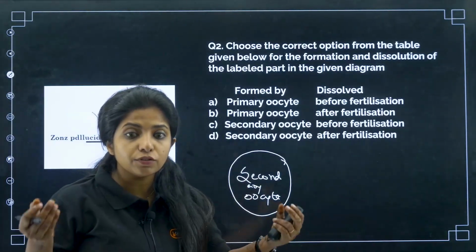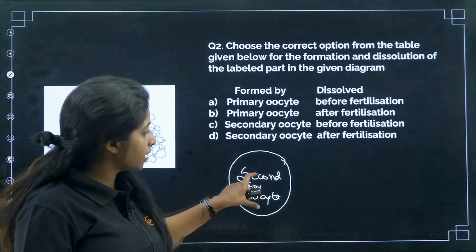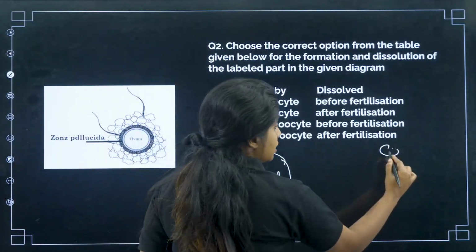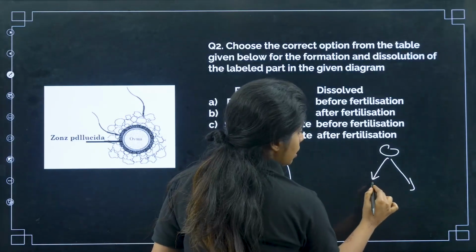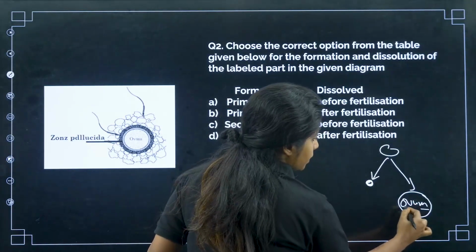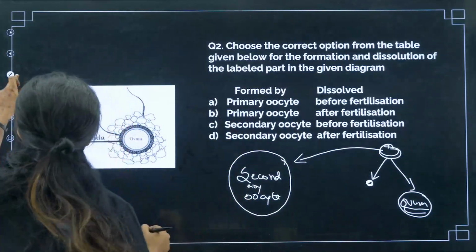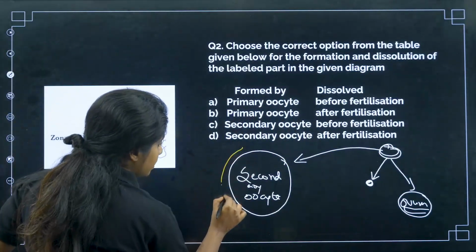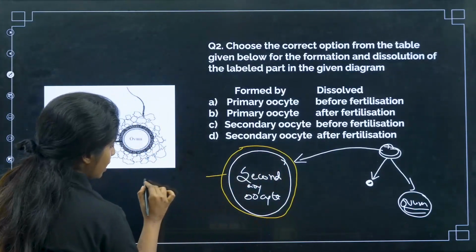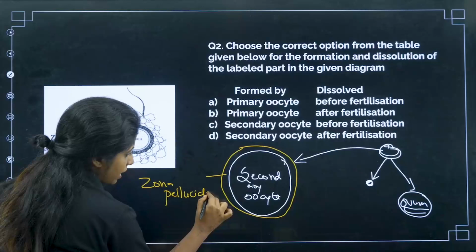When do they complete the division? When fertilization happens. At that point of time, they complete the division, and the secondary oocyte will divide again and give 2 cells. One is the second polar body, and the next one will be the ovum. So at this point of time, it is stuck. And when it is stuck in this stage, it produces an extra layer that is known as zona pellucida.